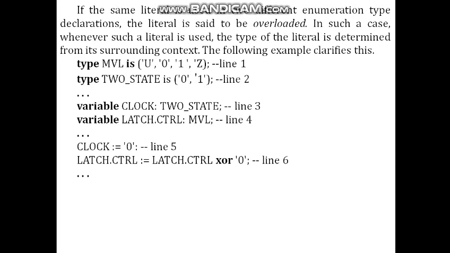The predefined enumeration types of the language are character, bit and boolean. The type character consists of 128 characters of the ASCII character set. These values are also called character literals, and are always written between two single quotes, for example 'A', '1', 'B', like that. This is all about the enumeration type.